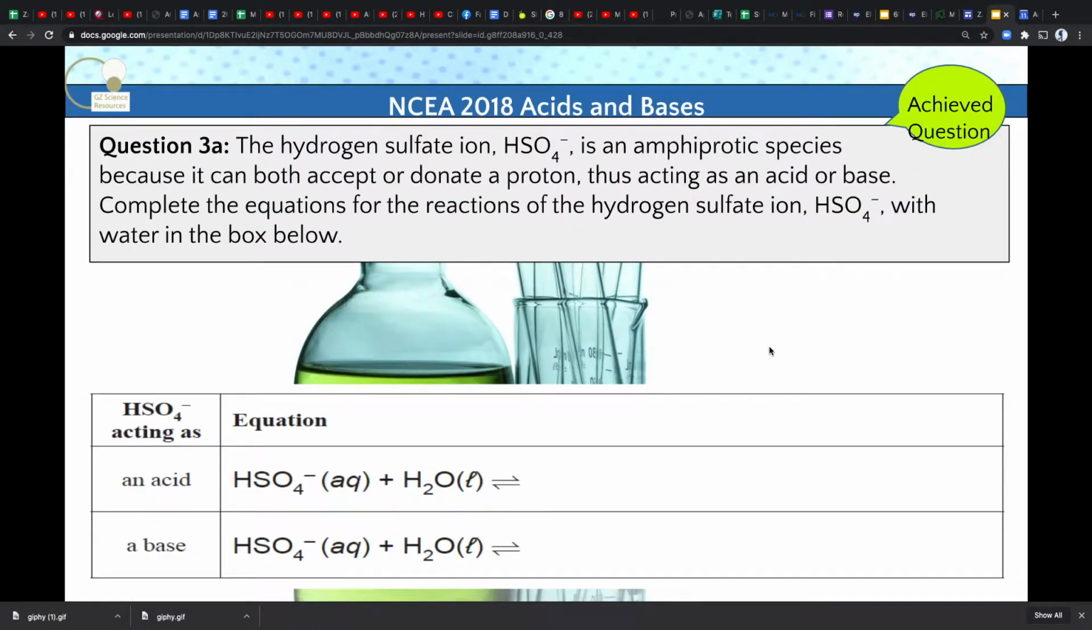Let's see if we can fill this example in though. This is from a level 3 exam from 2 years ago, the 2018 exam. The hydrogen sulfate ion is amphiprotic. Can we complete these two equations to show it acting as an acid, acting as a base? Real quick, can we predict those products?